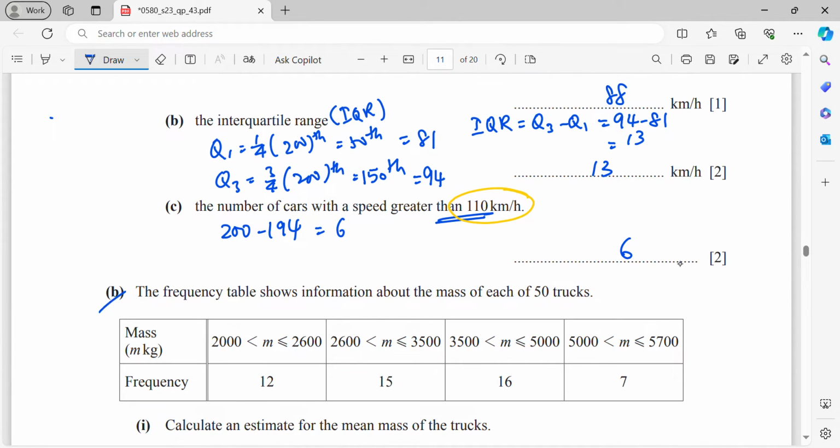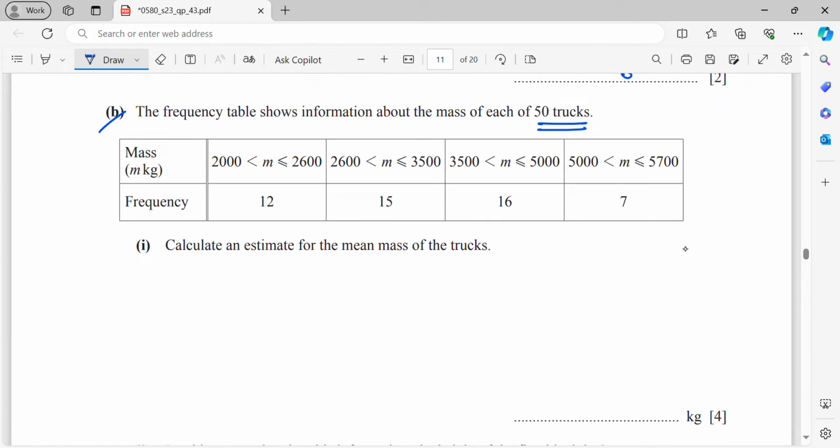Now, part B, the frequency table shows information about the mass of each of 50 trucks. So you are given the data, frequency also given, calculate an estimate for the mean mass of the trucks. So to get the mean, we need to get the midpoints. Okay, how to get midpoints? Just get the average of the limits. We add together and divide by 2. So it's like 2000 plus 2600 and divide by 2. That is your midpoint. Okay, so my midpoint here will be 2300.